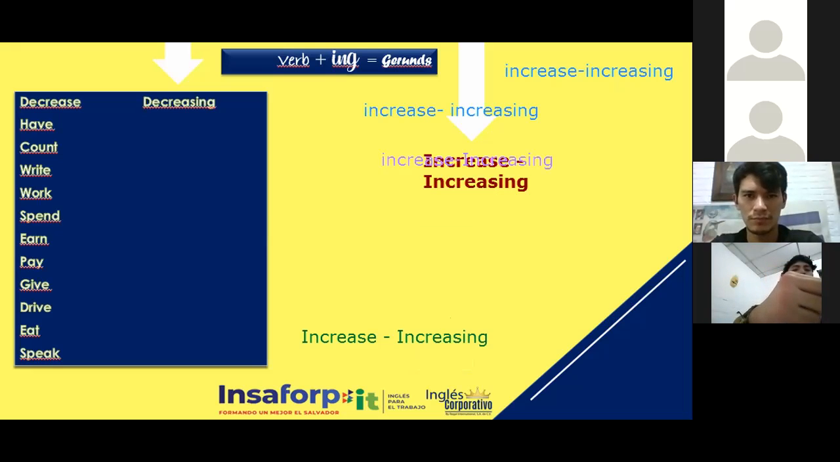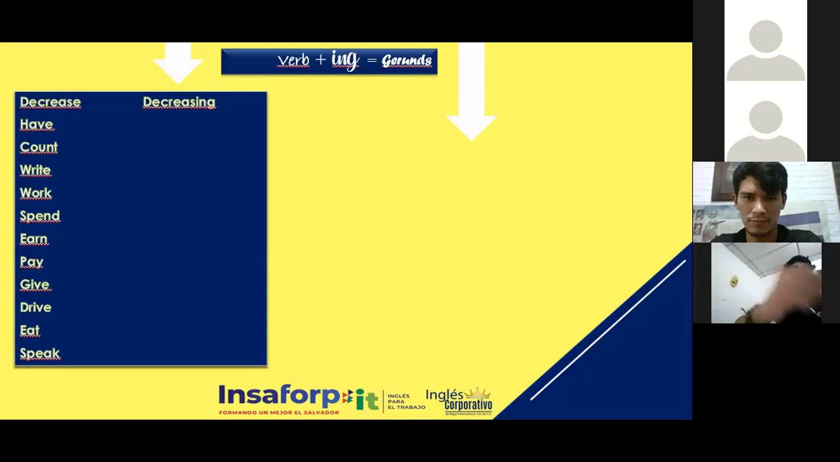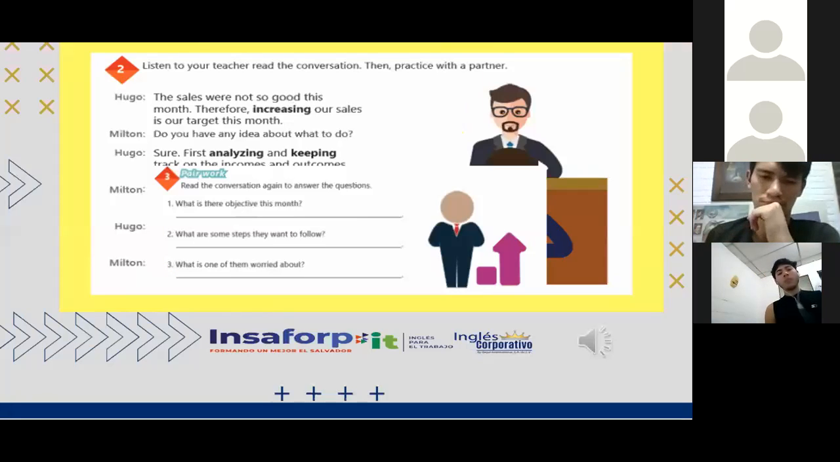Okay, people, I see everybody is on the path. So I'm going to erase and we're going to practice the conversation that we have in our manuals. In our manuals, there is a conversation between two guys, okay?